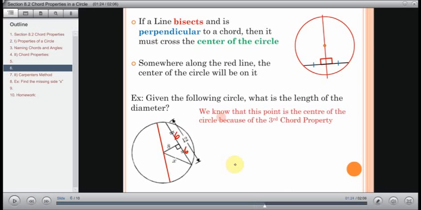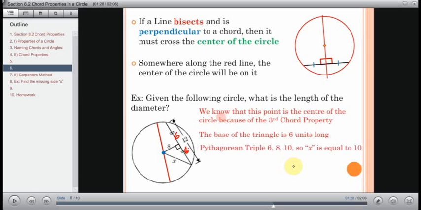Okay. So it's the center of the circle. Triangle 6 units long, that part there, using the Pythagorean theorem of 8 squared plus 6 squared will give you 100. Square root of 100 is 10. And so the radius, or that distance there, is 10.